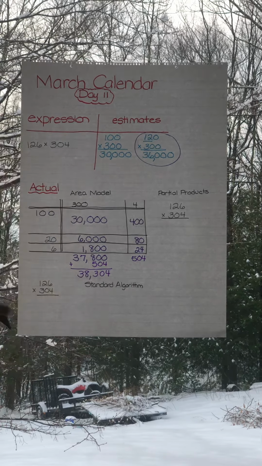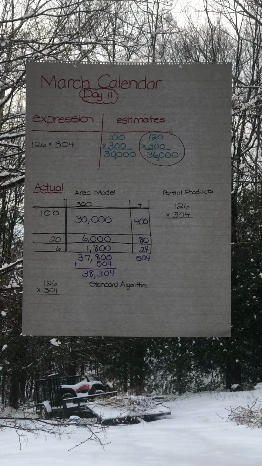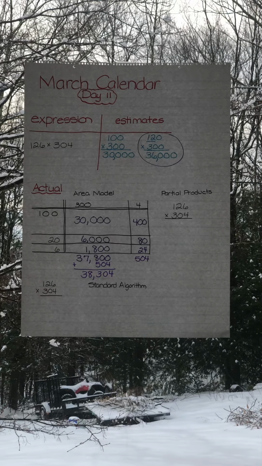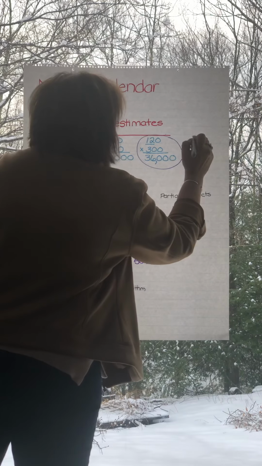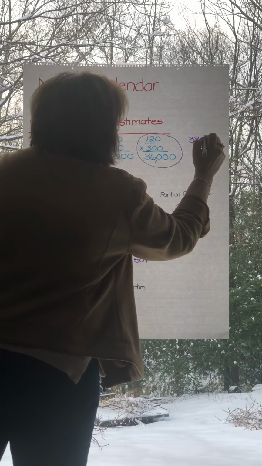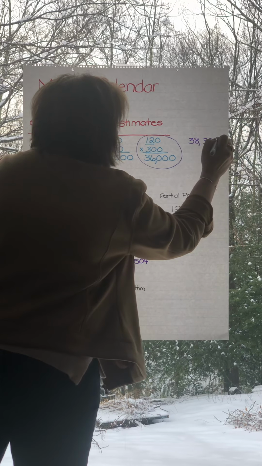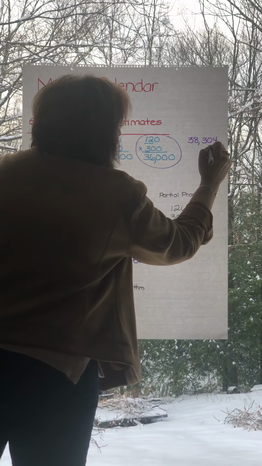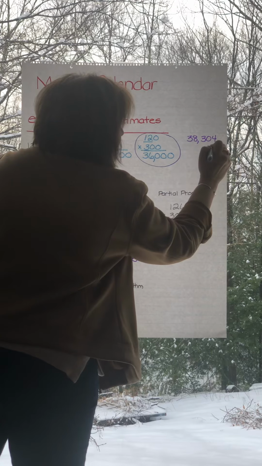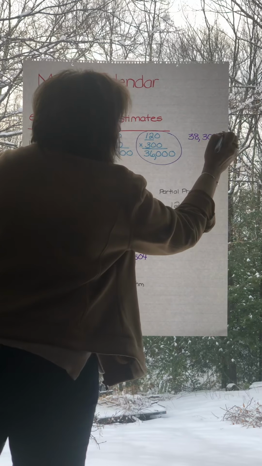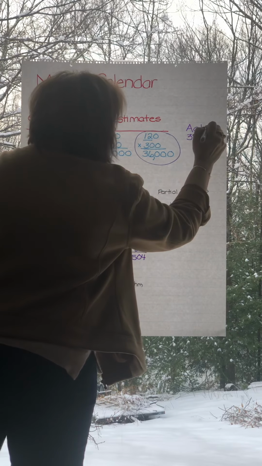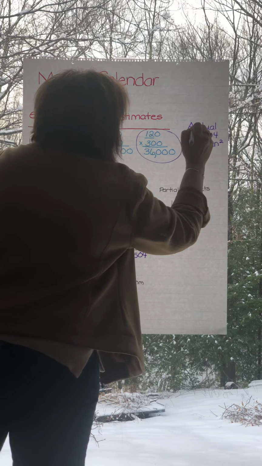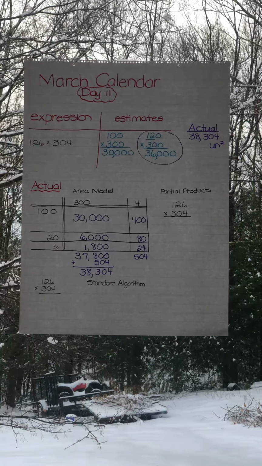And I get 38,304. So that becomes my actual 38,304. And remember, it's area, so it's square units. And that would be my actual. But there's other ways you could have done it. You didn't have to use the area model.